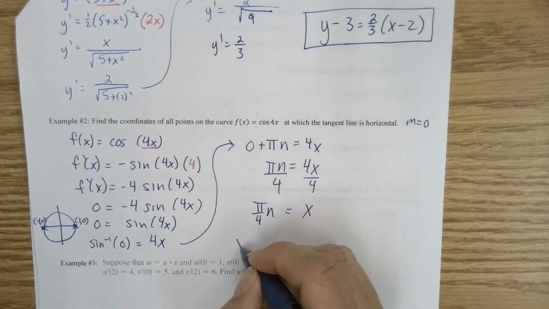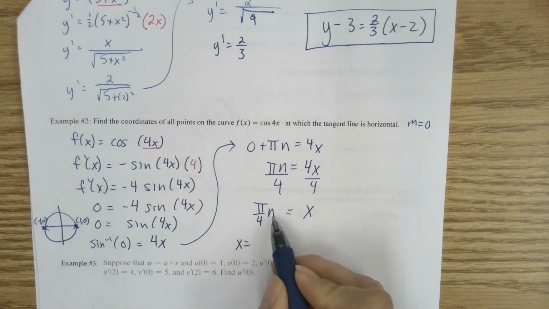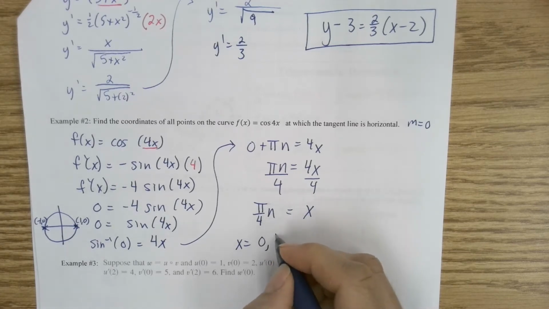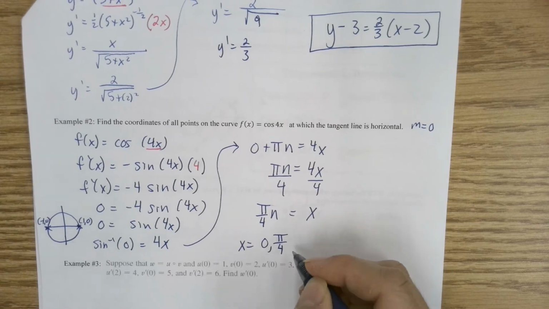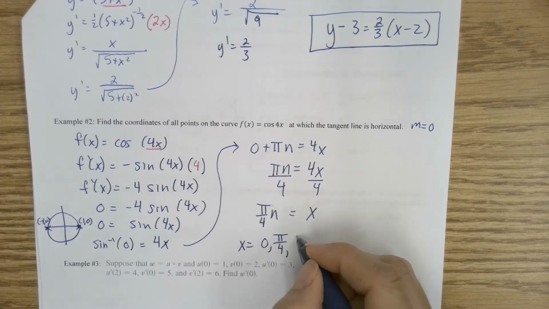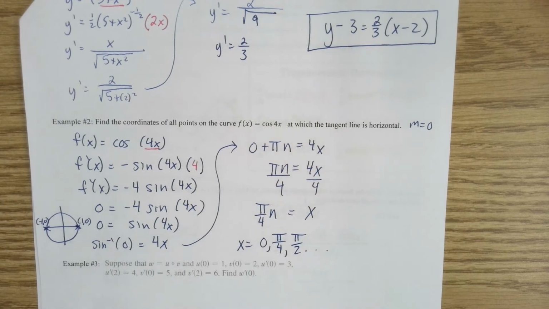So if I was going to make a list of solutions, I am methodically substituting numbers in for n. So if I substitute 0 in there, my first answer is 0. If I substitute a 1 in there, my next answer is pi over 4. A 2 in there, 2 pi over 4, which is pi over 2, etc.